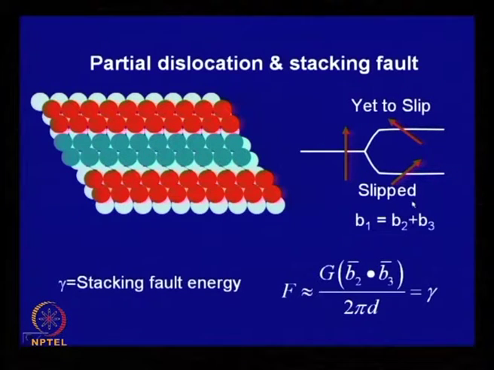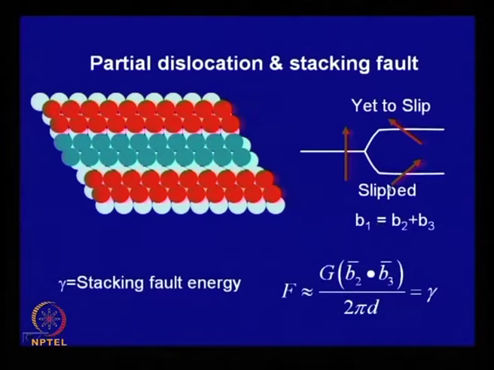So, it means that this side has undergone partial slipping, and this side is yet to slip. Because dislocation, we remember, is a boundary between slipped and unslipped region. This portion is slipped, this is yet to slip, whereas over here, there is a partial slip. And this is represented like this, and these two vectors are like this.